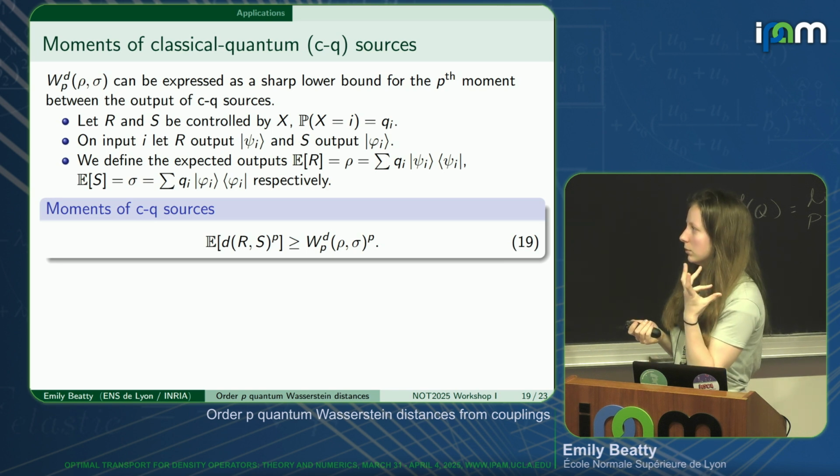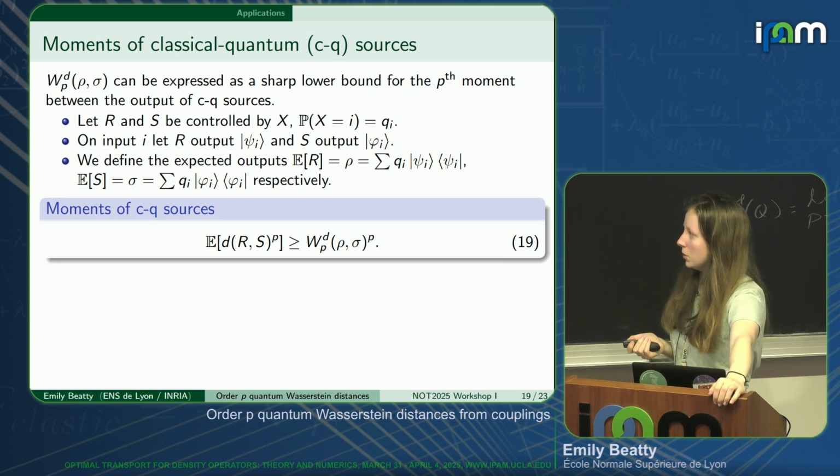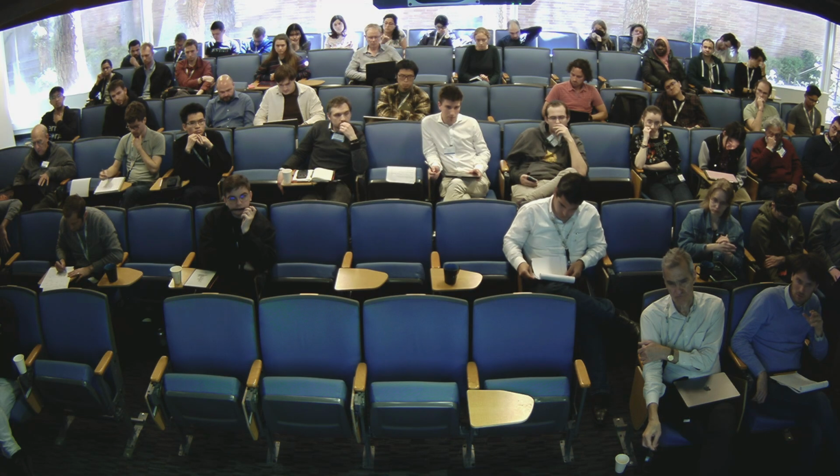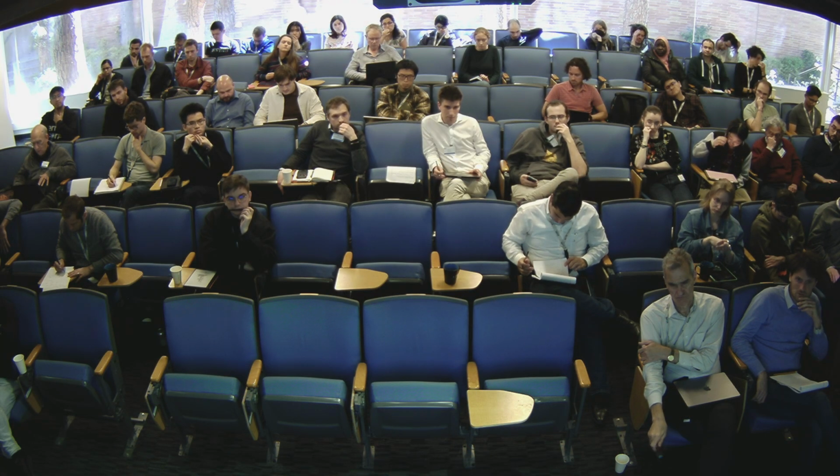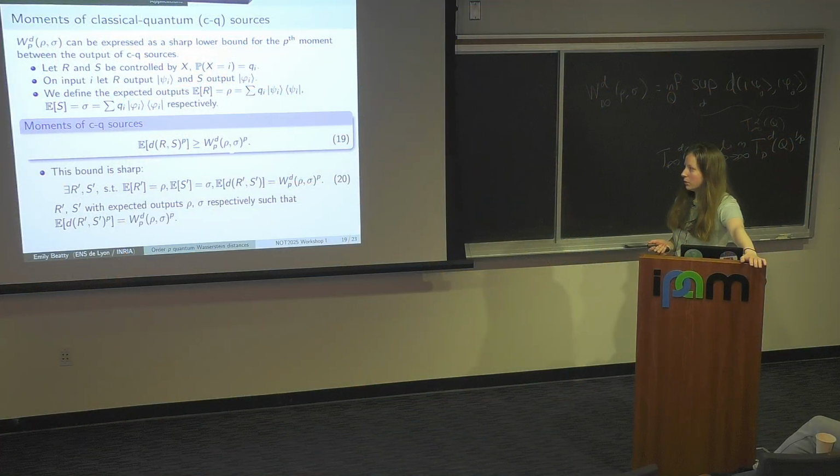I don't want to spend too long on this, but the point here is that this is something you can only really talk about when you have generic order P. This is not an inequality if you minimize over all the possible. This is an equality in the sense that for any rho and sigma, you can find classical quantum sources for which this bound is achieved, for which equality occurs here.